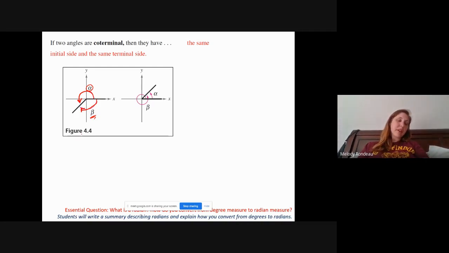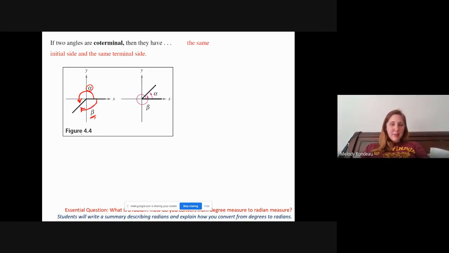Their measurements are going to be different. Alpha is larger; it goes past 180 degrees. The beta angle is a little bit less than 180 degrees. But together, they start and stop in the same location.